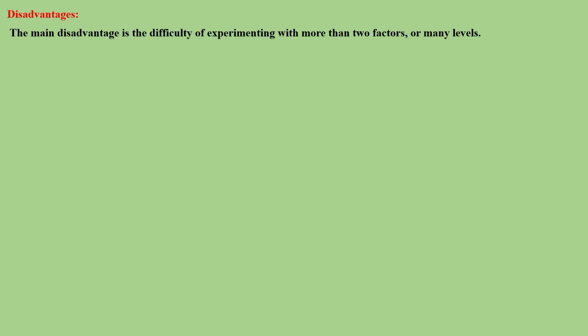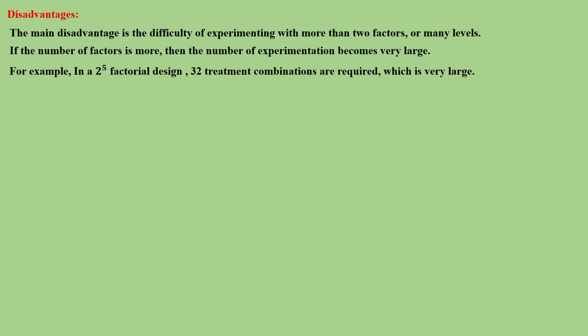Next, disadvantages. The main disadvantage is the difficulty of experimenting with more than two factors, because this is 2 by 2 or many levels. If the number of factors is more, then the number of experiments becomes very large, right. So in 2 by 5 factorial, there are 32 treatment combinations, so a big table, see. So 2 by 2 is the smallest, that is the easiest. More than 2 by 2, then it will be very difficult.